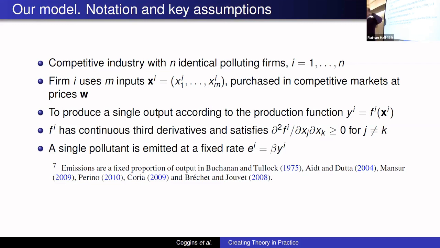Identical firms. That just means there will be no trading of the permits because they're identical. So we take that possible explanation of the thing out of the picture. They use a bunch of inputs. This produces a single output according to this production function f of the vector of inputs x. F has continuous third derivatives. And then this cross-partial thing, positive cross-partials for all inputs. One pollutant is emitted at a fixed rate.